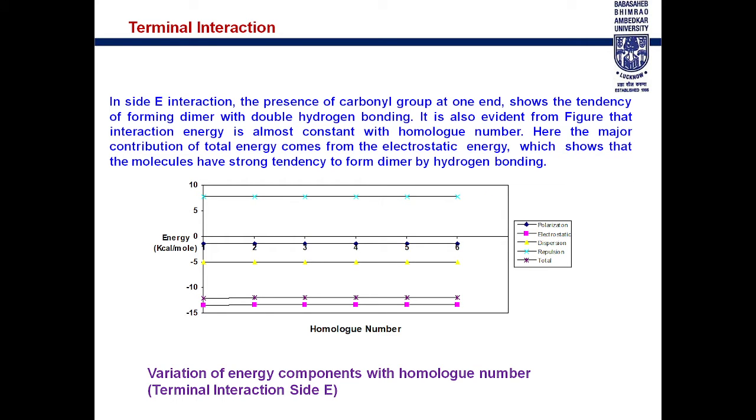In terminal side E interaction, the presence of the carbonyl group at one end shows the tendency of forming a dimer with double hydrogen bonding. It is also evident from the figure that interaction energy is almost constant with homologue number. Here the major contribution to total energy comes from electrostatic energy. This shows that the molecules have a strong tendency to form a dimer by hydrogen bond.